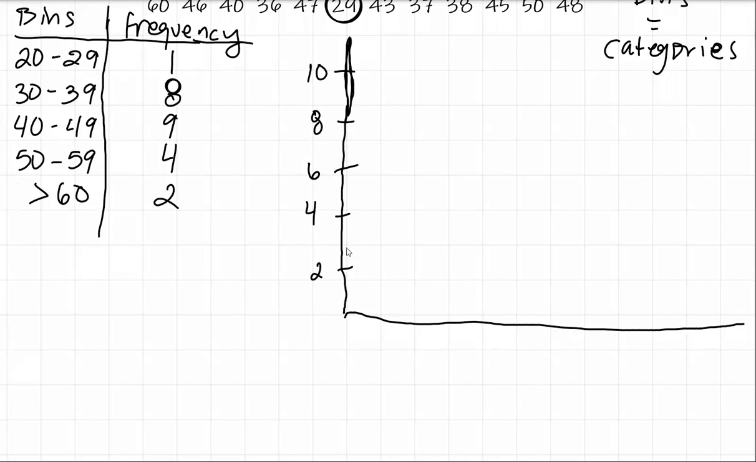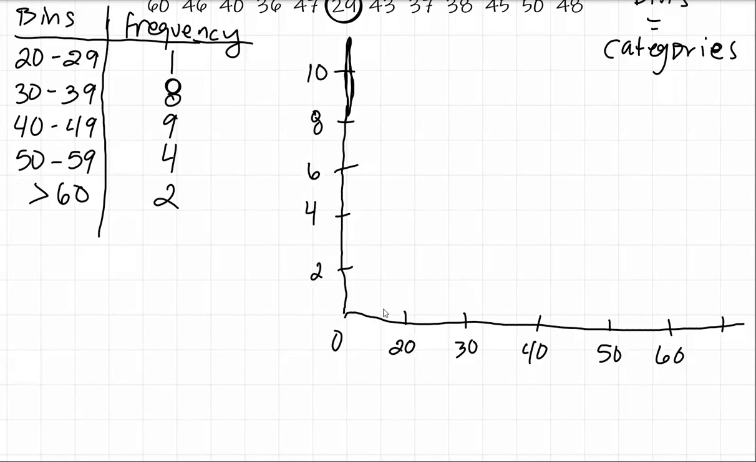Now you'll see lots of different things. You'll see just the midpoint being used, so I find the midpoint between 20 and 29. I'll see it labeled as 20 to 29, 30 to 39, etc. Another way you can see it is they'll take off the horizontal axis and then use the beginning of each of these bins as the ticks. So we'll start at 20, 30, 40, 50, 60, right? And we have 1, 2, 3, 4, 5 bins.